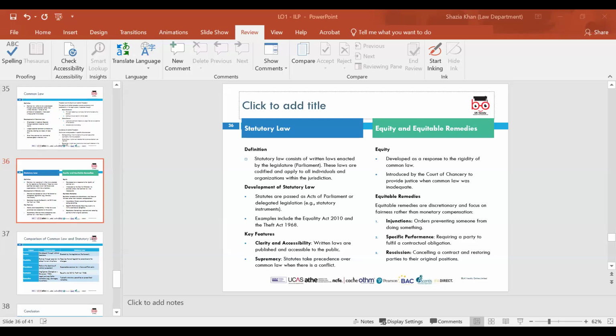Equity was developed to provide these legal remedies. It wasn't to replace common law, it was just to provide remedies through the courts of equity. And this was, like we said, by the Court of Chancery, and there are remedies such as injunctions, specific performance, rescission, declaration, and rectification, so different types of remedies that were adopted, and they helped individuals have more of a chance of getting these remedies.